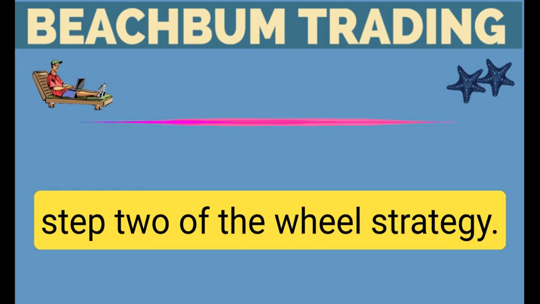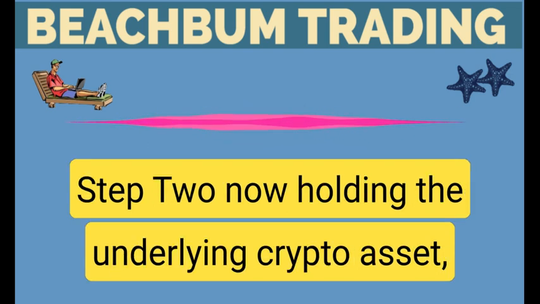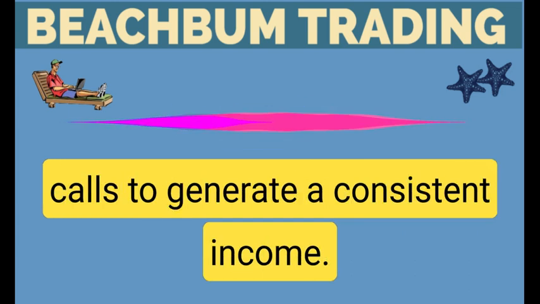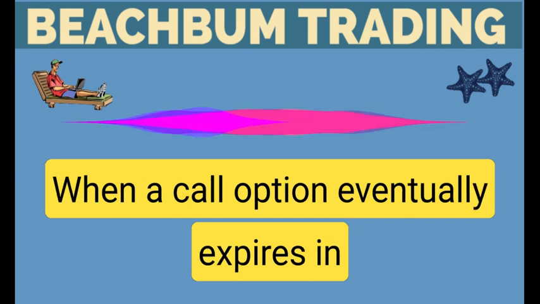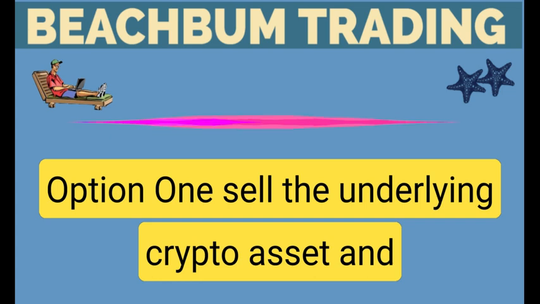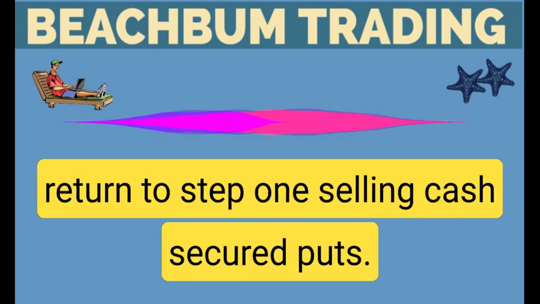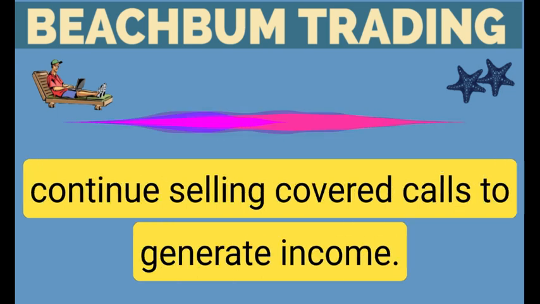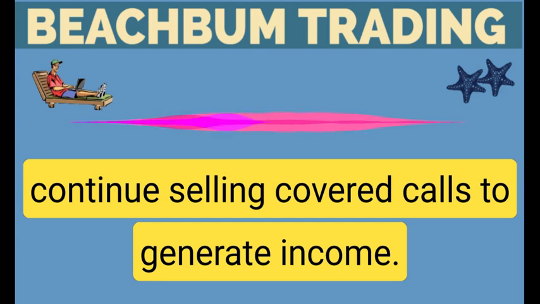Step 2. Now holding the underlying crypto asset, the investor sells out-of-the-money covered calls to generate a consistent income. When a call option eventually expires in the money, there are two available options. Option 1: sell the underlying crypto asset and return to step 1, selling cash-secured puts. Option 2: keep the underlying asset and continue selling covered calls to generate income.